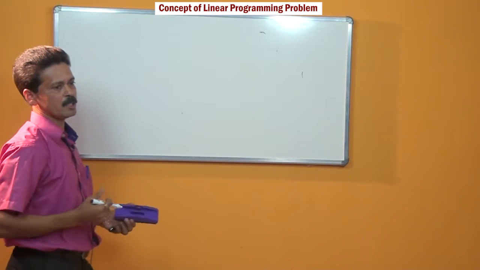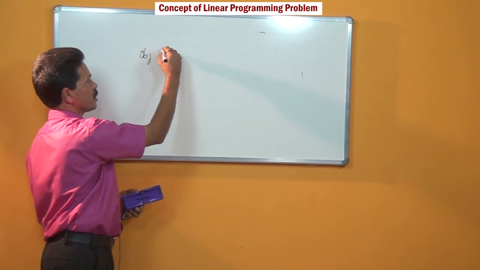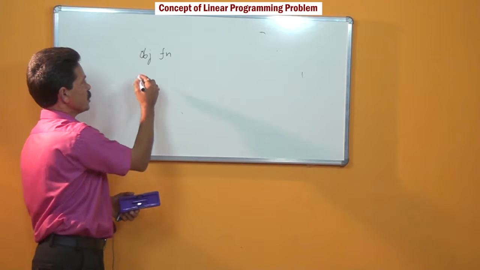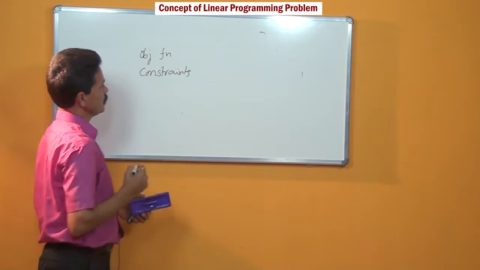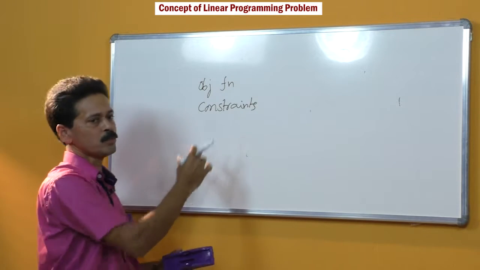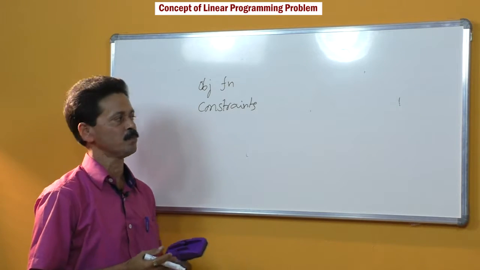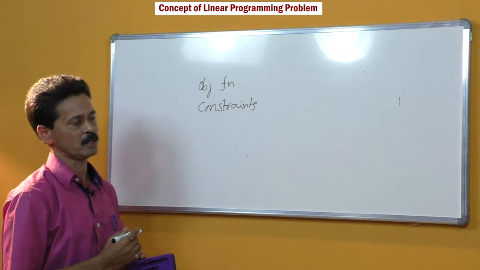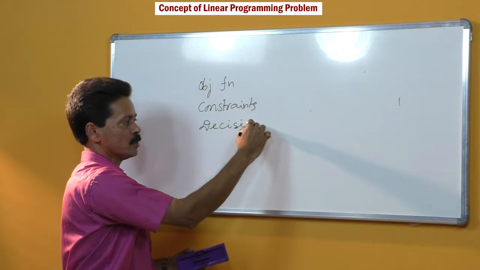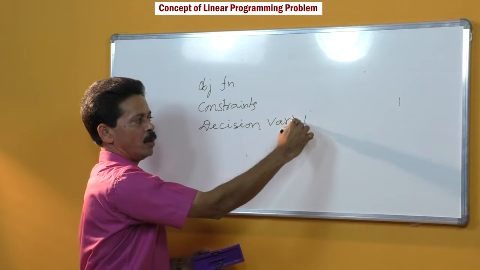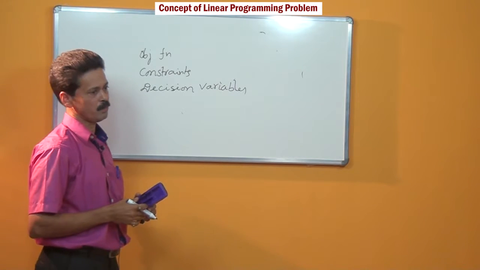What do you mean by objective function? The function which is to be optimized is called the objective function. Next one is constraints. The linear conditions in terms of equalities or inequalities imposed upon the variables to be determined are called constraints. Next one, what do you mean by decision variables? The variables on whose values we have to take a decision are called decision variables.